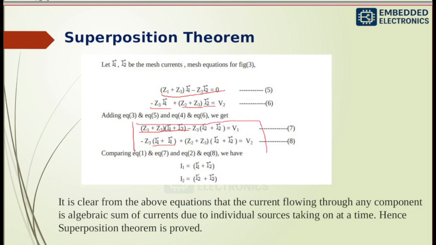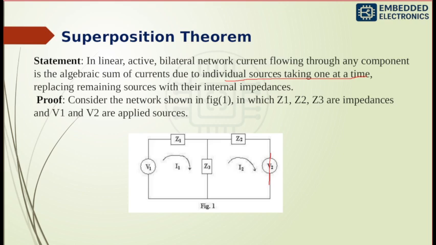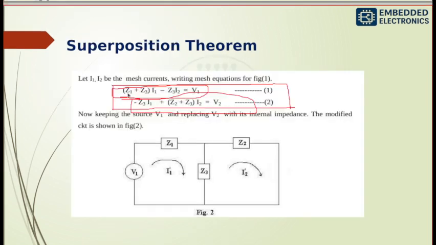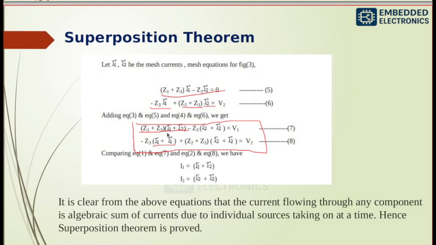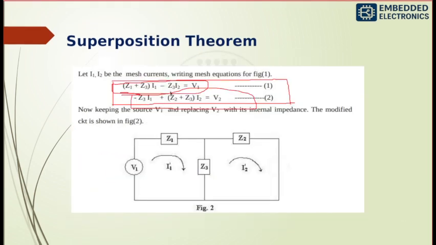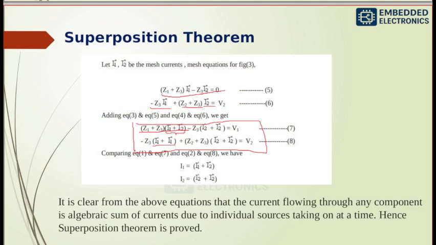I hope you got how to add these equations. So, comparing equation 1 and equation 7. We had equation 1 like this, right? Z1 plus Z3 into I1. Here Z1 plus Z3 into this I1. So we can say I1 equals I1 dash plus I1 double dash. Similarly, minus Z3 of I2 dash plus I2 double dash. So here, minus Z3 of I2, we can say I2 equals I2 dash plus I2 double dash.